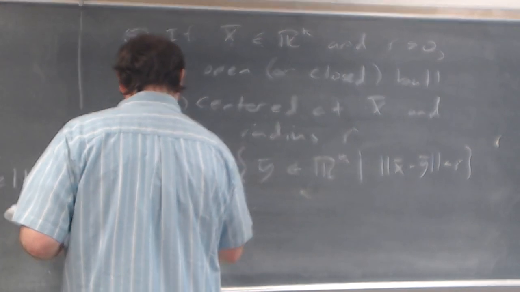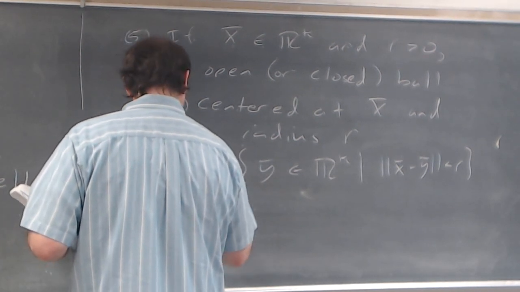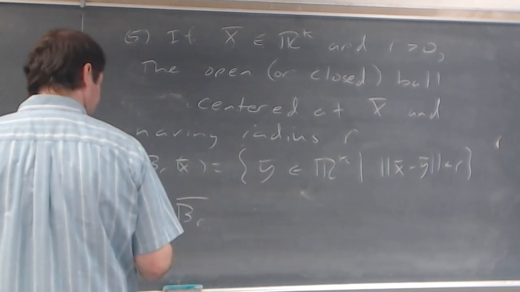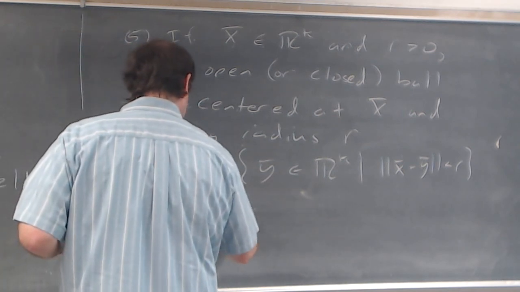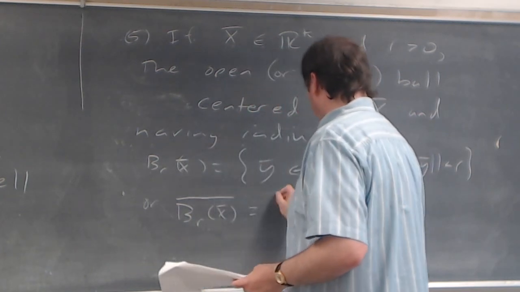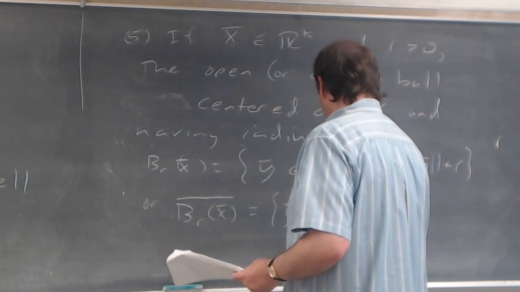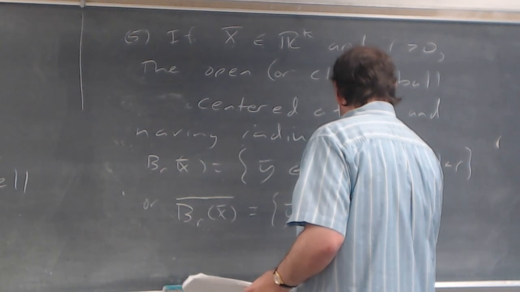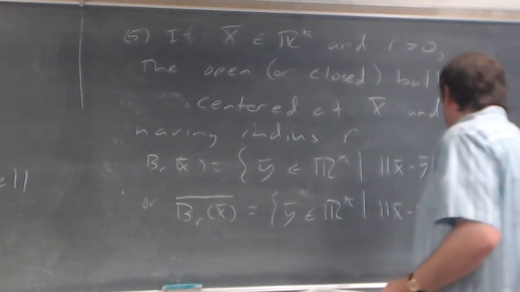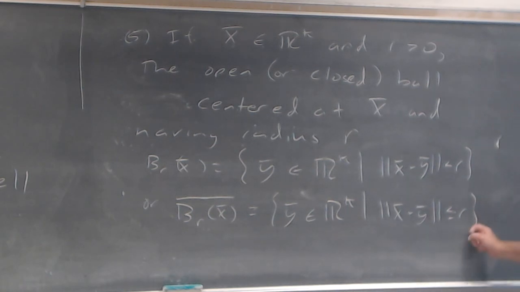Here we denote the closed set by B_r with a bar over it. I shouldn't have put a notation here, so let's take that away. B_r(x), centered at x. We put this bar over it to represent the closed one. So this is the open one. The closed one is the set of all y's, element of R^k, such that the distance between x and y is less than or equal to r. Okay? That's the open, this is closed. Closed ball.